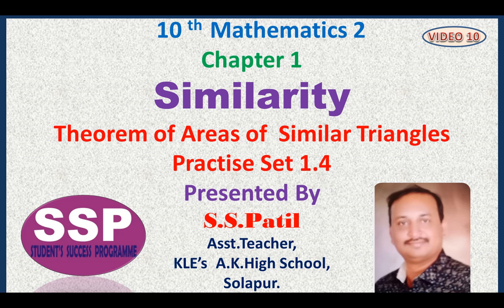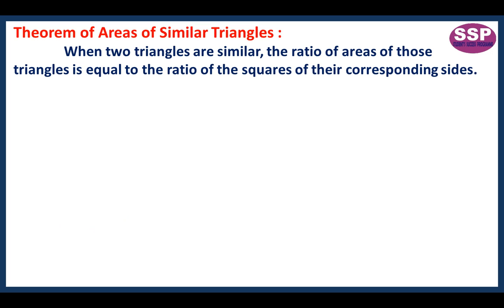In this video we will see theorem of areas of similar triangles and practice set 1.4. Okay. Theorem of areas of similar triangles. Statement: when two triangles are similar, the ratio of areas of those triangles is equal to the ratio of the squares of their corresponding sides. Here it is given that two triangles are similar.